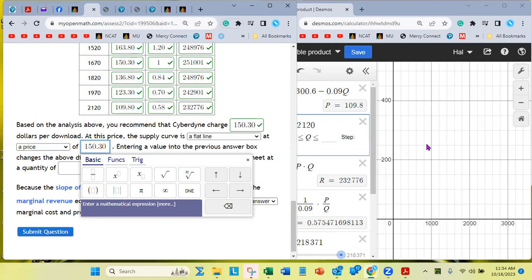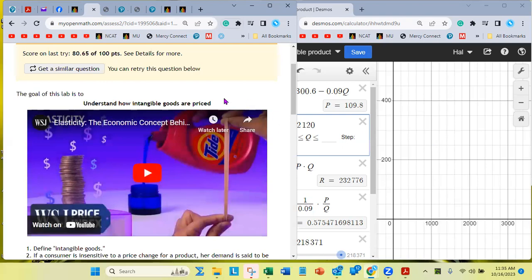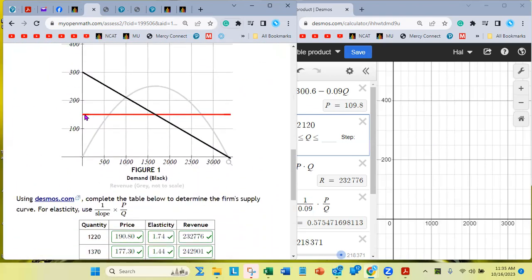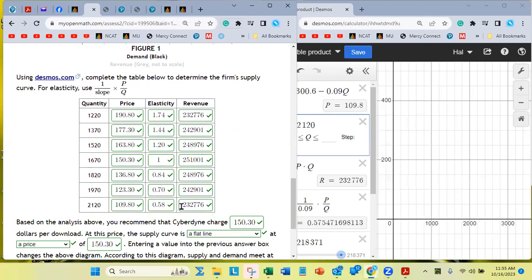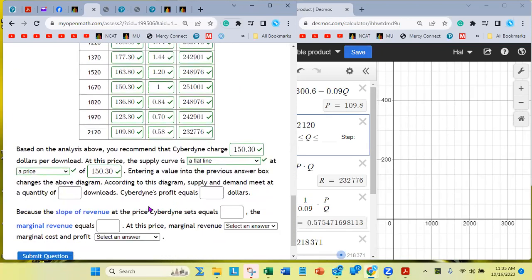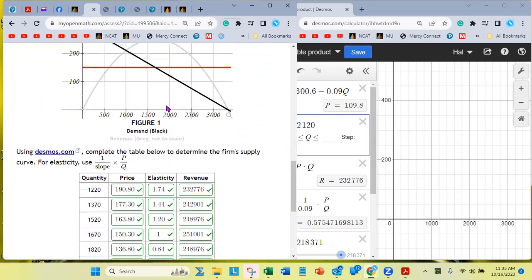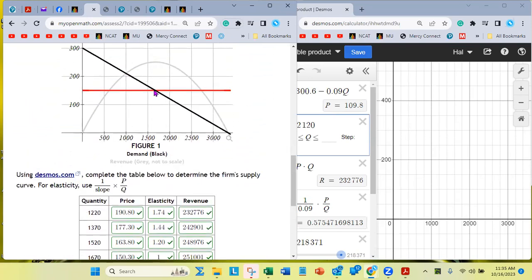Now, when I hit enter, you're going to see the supply curve in our graph. Okay, so Math automatically inserts a horizontal line at the price we've set, right? At the price we've set. Okay, now, according to this diagram, supply and demand meet at a quantity of what downloads? Well, right here is our quantity, right? The price is what we set it at. The quantity is whatever this value is. And it's between 1,500 and 2,000. It's closer to 1,500.